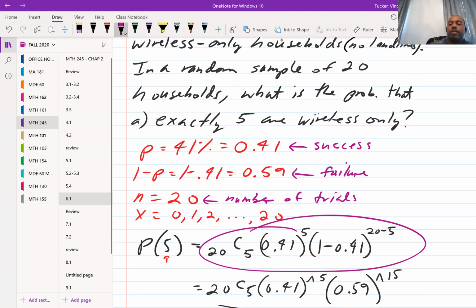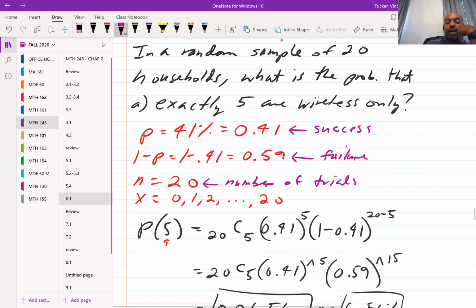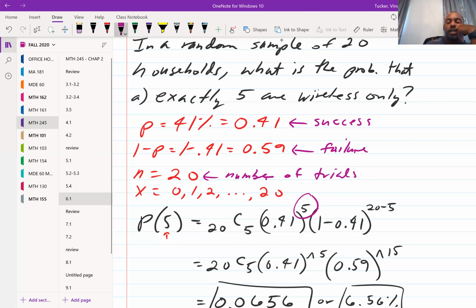Plug them in accordingly. So N is 20. X, in this case, is 5 because we want to know 5 successes. So X is 5. P is 0.41. Here, if you just wanted to go ahead and put the 0.59, you could. I mean, that's what I ended up doing anyway. But I just went ahead and plugged it into the formula so you see exactly what the formula is giving us. But it's 0.59, excuse me. Once again, 5 is X. And then this is N minus X. And that'll give us 15.